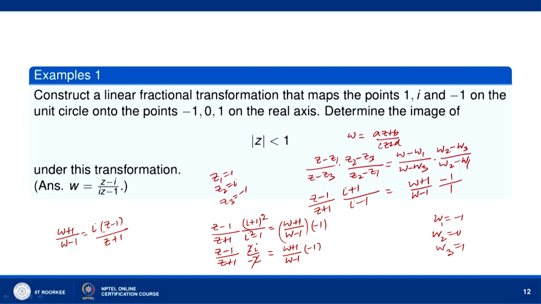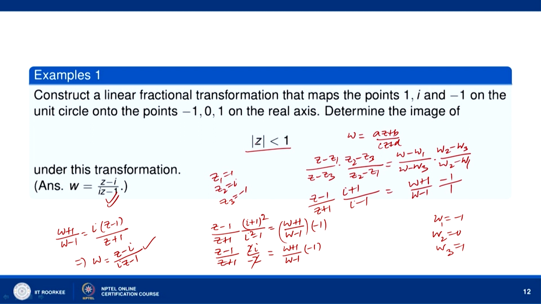Okay. And when we simplify this, we get W equal to z minus i divided by i z minus 1. So, this transformation can be obtained by simplifying this equation. Now, this is the required transformation which maps 1, i, minus 1 to minus 1, 0, 1, and we have to find the image of the interior of the circle mod z equal to 1 under this transformation.